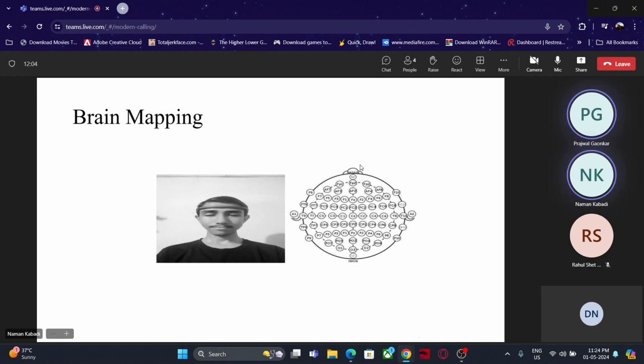Coming to the brain mapping, we are using a Muse2 device. It is an EEG device. It has 4 channels, two in the temporal region and two at the front of our brain. As we can see in this diagram, there are AF7, AF8, TP9, and TP10. These are the locations where the channels are placed.